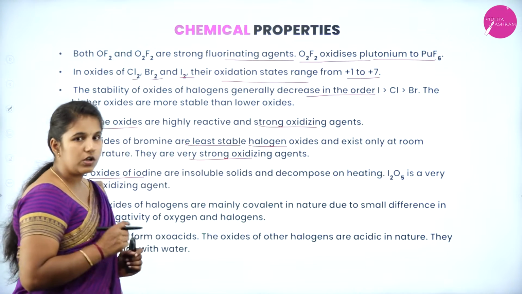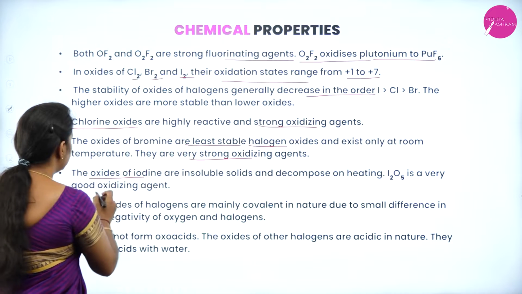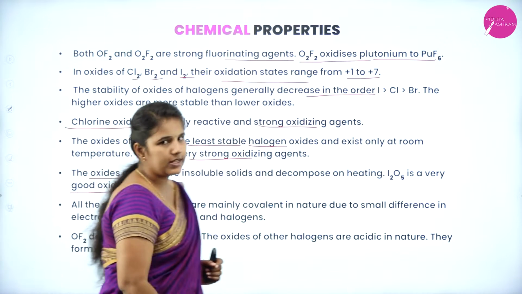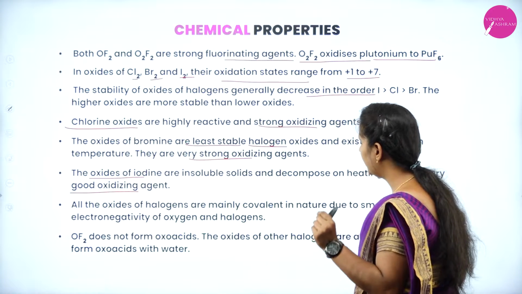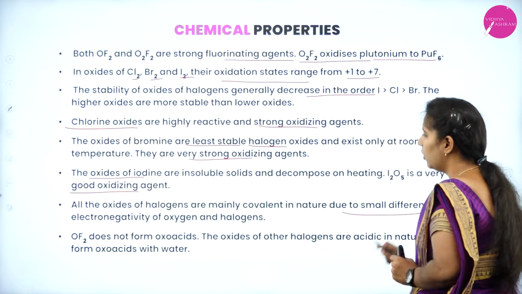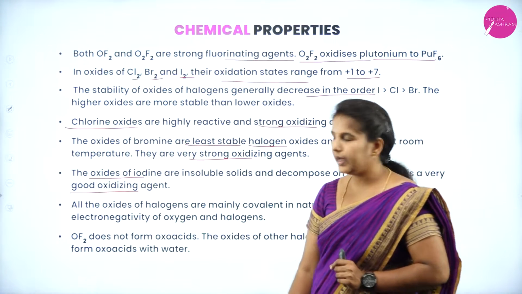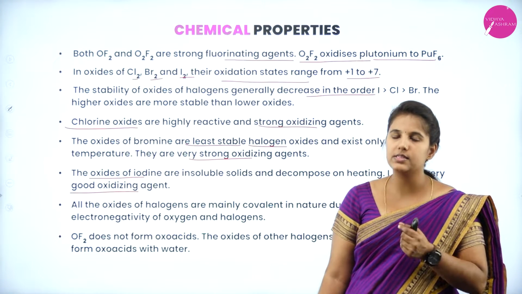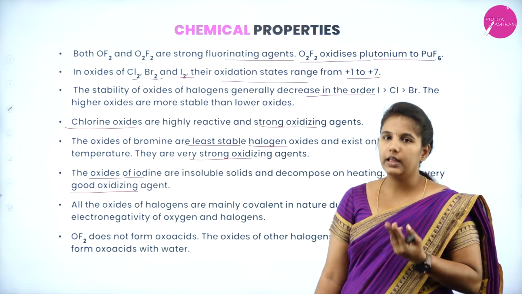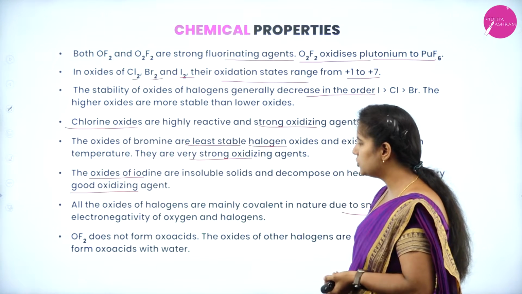And coming to the oxides of the iodine, it is insoluble in solid but decomposes upon heating and gives rise to I2O5, and this is also a very good oxidizing agent. And all the oxides of the halogens are mainly covalent in nature due to the small differences between the electronegativity of the oxygen and the halogen. Due to small differences in their electronegativity, they form some oxides with the other halogens.